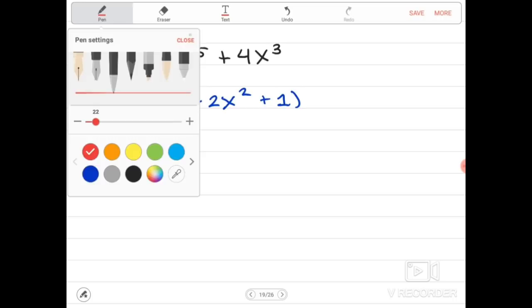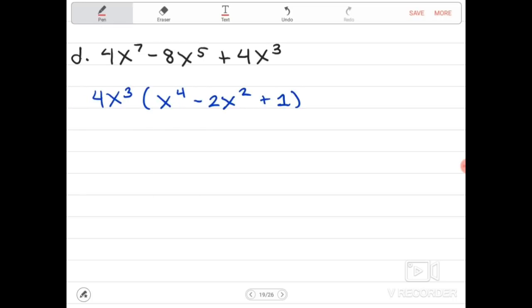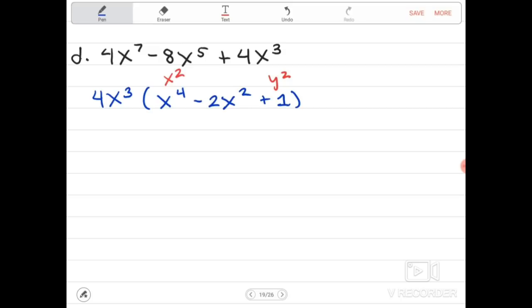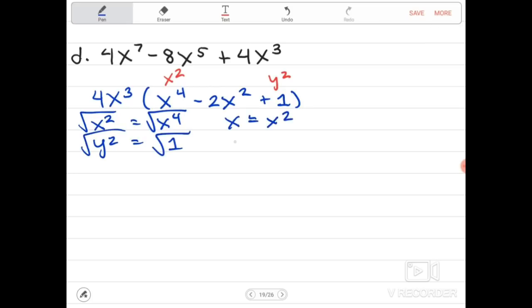So, apply natin yung fourth type. Perfect square trinomial. This is our x squared. This is our y squared. So, we have x squared, y squared, x raised to 4, and then 1. Get the square root. So, x is equal to x squared, y is equal to 1.